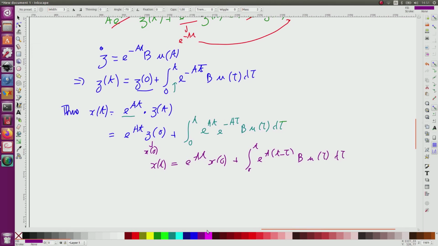So it means that the solution x is the sum of two terms, one which only depends on the initial condition and on the matrix A, so it does not depend on B, this one. So we understand that it is called homogeneous or free, whereas this one does not depend on the initial condition, but only on u and B. Of course, A is also involved. So this one is the forced solution.